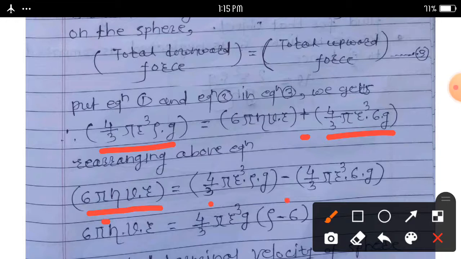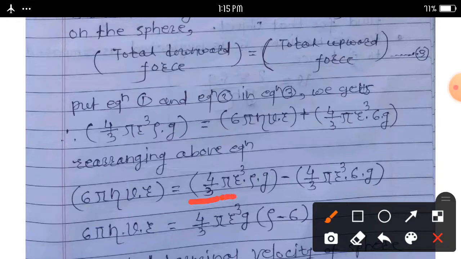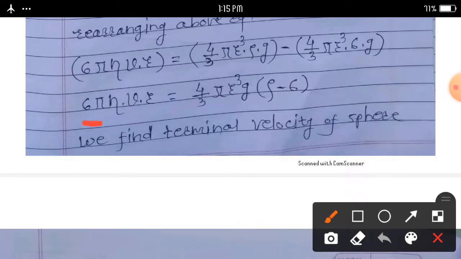Rearranging, 4 by 3 pi r cube rho g minus 4 by 3 pi r cube sigma g. Here 4 by 3 is a constant, pi is also constant, r cube is also constant, and g is also constant. Take them outside the bracket. Then we can write 6 pi eta v r is equal to 4 by 3 pi r cube g, remaining rho minus sigma. We find the terminal velocity of the sphere.